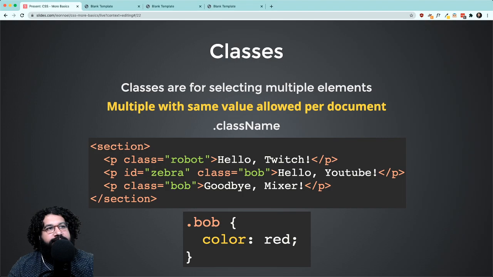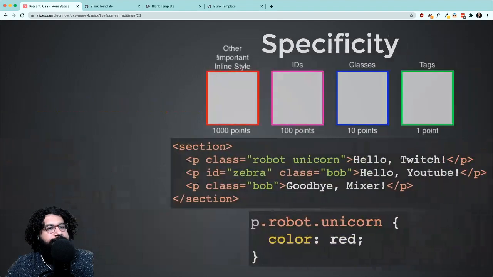All right. So remember, IDs can only be used once. An element can only have one ID. Classes can be used many times. And each element can have, theoretically, an infinite number of classes. There's probably some hard limit, but we don't know what that is. Maybe we can test it.